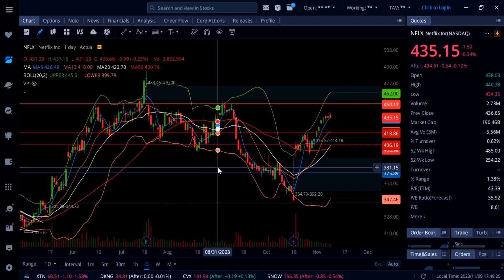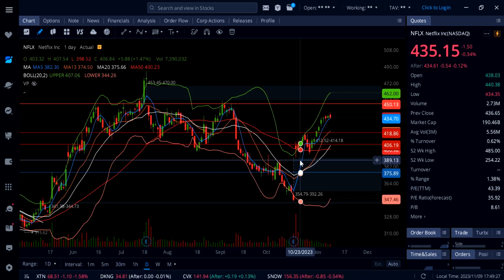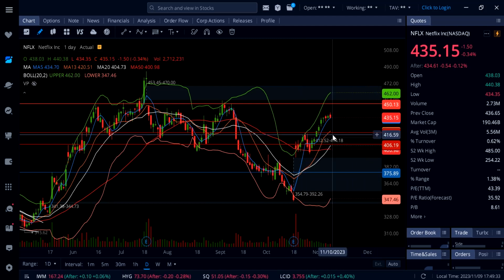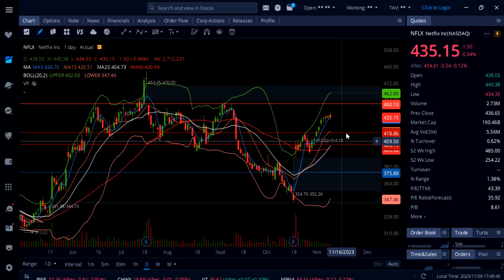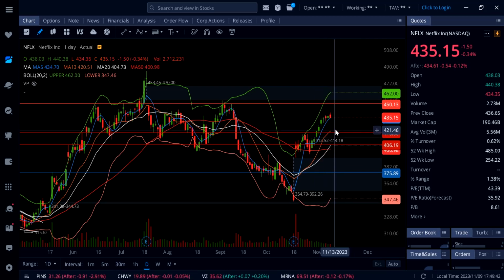Now that's not going to happen in one day. If there is a pullback and this thing actually breaks under the 5-day moving average right here, close to 435, immediately you're going to see a pullback down to right here 418 to 419. We also have the 13 SMA sitting at 420. So this is going to be a strong area here on Netflix.